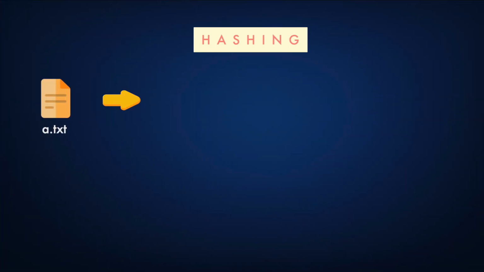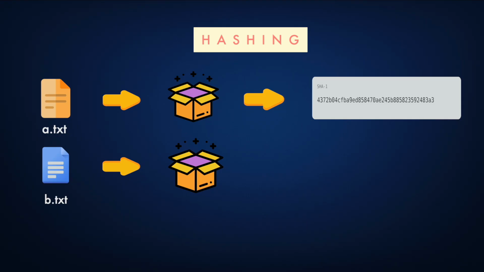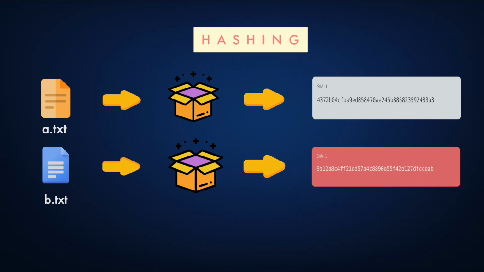So let's say we have a file a.txt. We passed it to our hashing magic box, and the magic box generated a unique identifier. Next, we copy this a.txt into a new file called b.txt, and we change some characters in that file. Okay, so the file got changed, right? Then we pass that file to the magic box, and we get another unique identifier because the content is different, right?